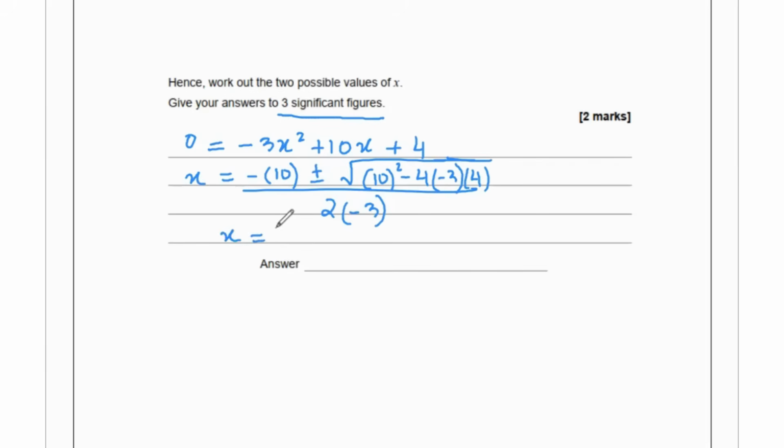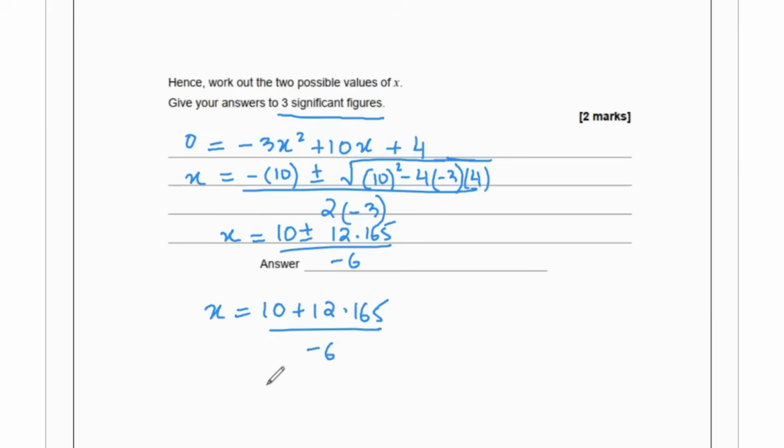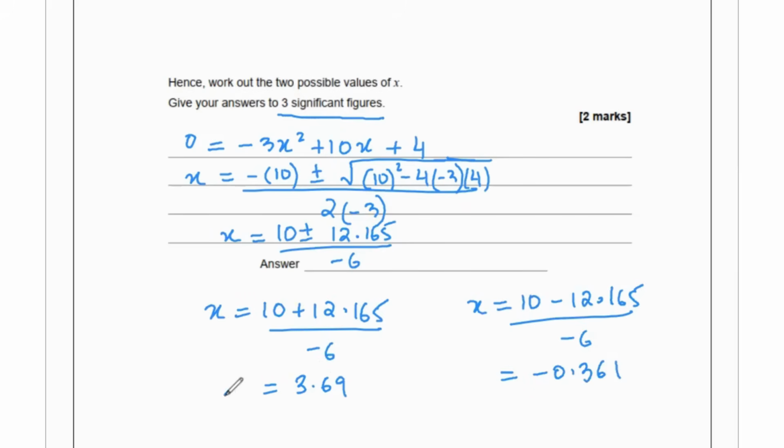So this gives us two values. We have negative 10 plus minus the value of the root, which is 12.165, over negative 6. So x is going to be negative 10 plus 12.165 over negative 6, which gives us 3.69. That's the first value. And the other is negative 10 minus 12.165 over negative 6, which is equal to negative 0.361. These are your values of x correct to 3 significant figures.